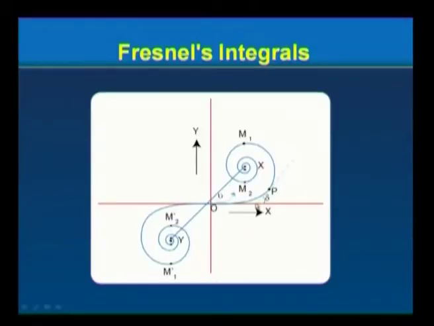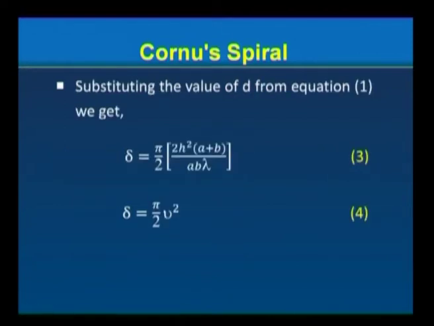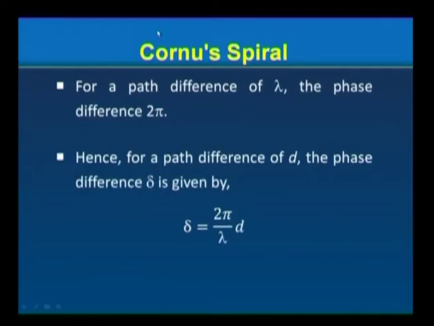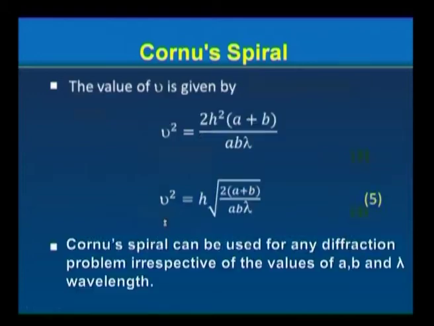I have been telling you about the phase difference delta, which I showed in the picture here. The phase difference delta can be given by an expression of this kind: delta will be 2 pi by lambda, that of course you know how it comes, into d, the path difference, the value of which we obtained earlier. So, now you substitute your d here, the value that you got earlier. So, your delta, the phase difference, will be pi by 2 into 2h squared into (a plus b) by ab lambda. So, that works out to be pi by 2 into v squared.